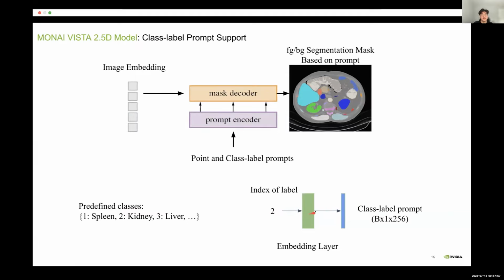The embedding layer works as a simple lookup table that stores embeddings of a fixed dictionary. And the generated class label prompt has a shape like B by 1 by 256. Here B is the batch size, and 256 is just the embedding dimension. So the embedding dimension is the same as the encoded point prompt. So we can concatenate those two kinds of prompts and feed them into the mask decoder to guide the segmentation task.